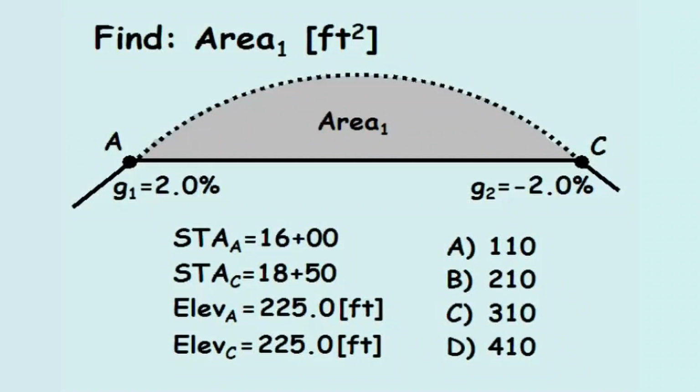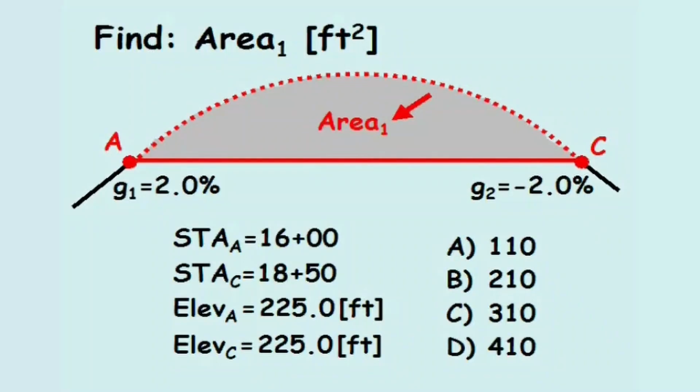Find area 1 in feet squared. In this problem, a crest vertical curve spans from point A to point C. Also, a straight line connects point A and point C. The problem asks to find the shaded area between curve AC and line AC in square feet.